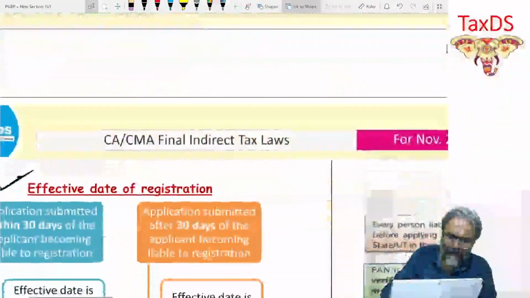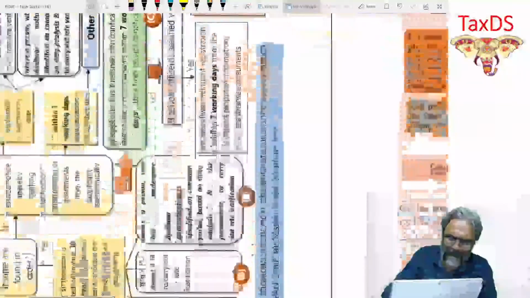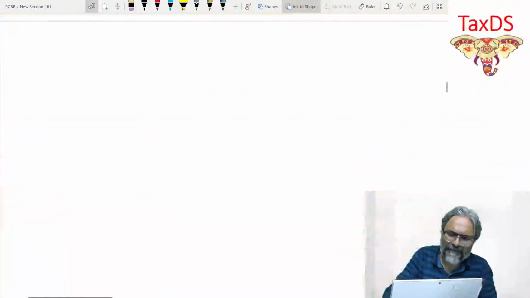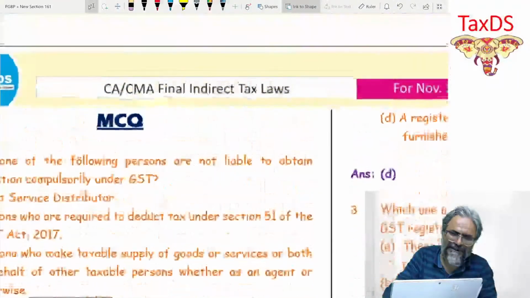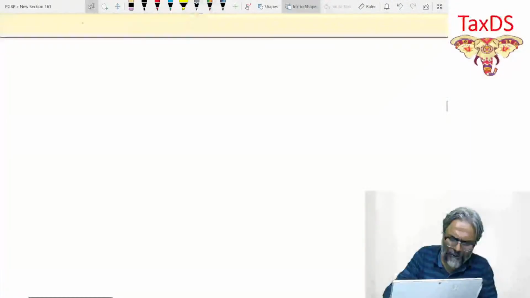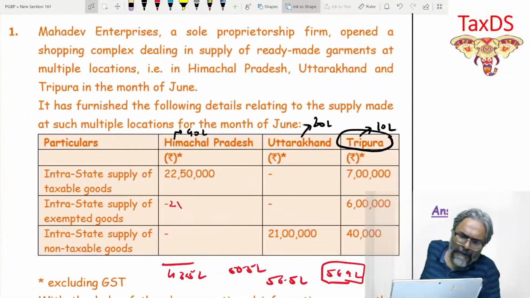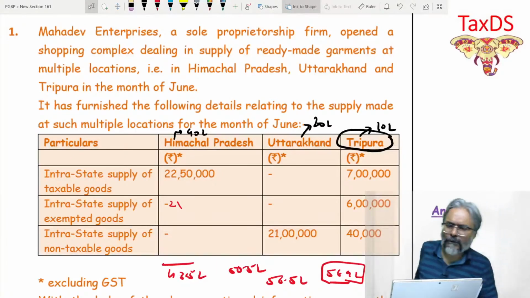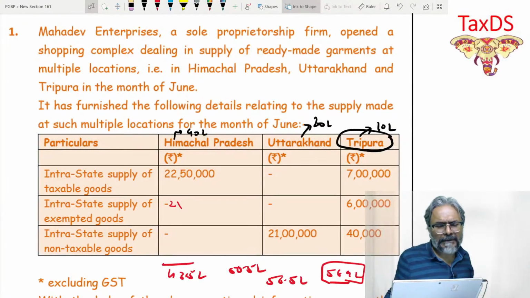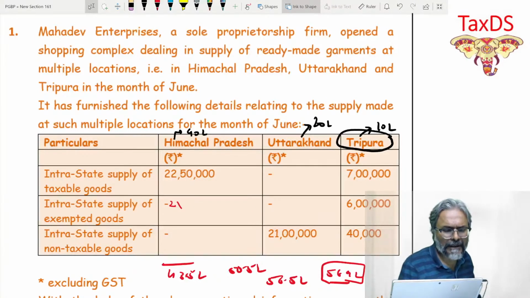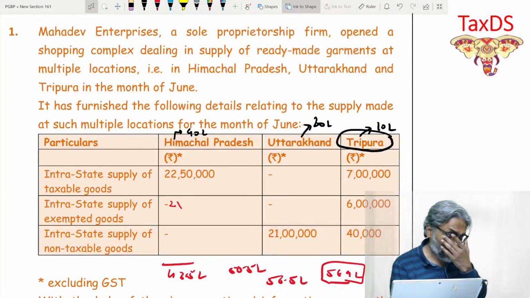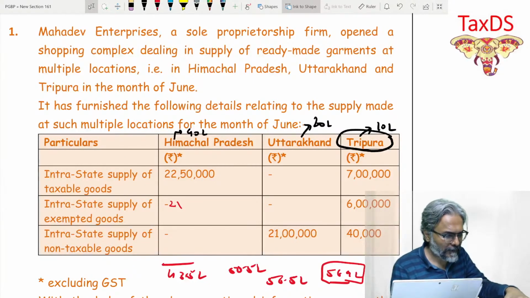Now with that, students, we are good to go with the questions. I hope that you would have read the theory, and through the Q&A itself, you will come to know the nature of the direct questions being asked, students. Cancellation of registration, amendment of registration, and so on and so forth. Now coming to the question directly, you see the Q&A part. First one. Mahadev Enterprise, a sole proprietorship firm, opened a shopping complex dealing in supply of ready-made garments at multiple locations, that is Himachal Pradesh, Uttarakhand and Tripura, in the month of June. So these are the multiple locations, students, where he has started off.